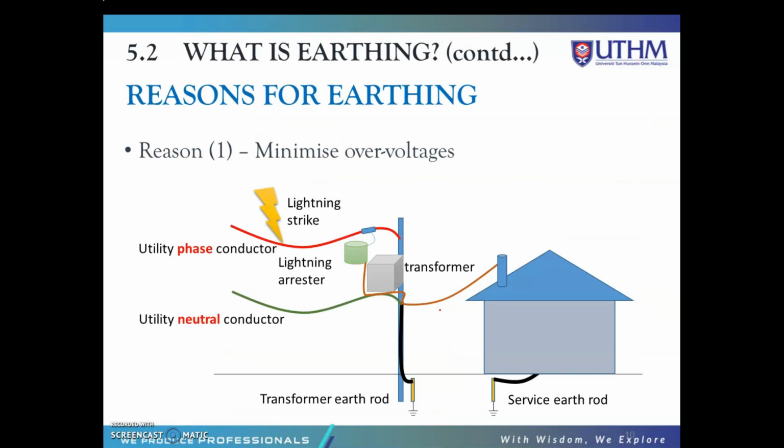Okay, now we look at the reasons for earthing. The first reason is to minimize overvoltage. Lightning, line surge, or unintentional contact with higher voltage lines can cause dangerously high voltage in the electrical distribution system. So earthing provides an alternative path around the electrical system to minimize the damage in the system.